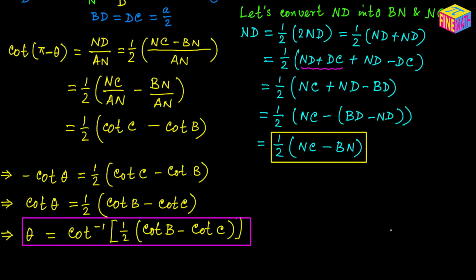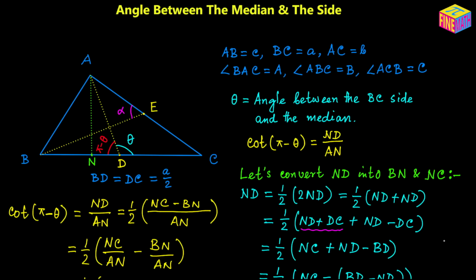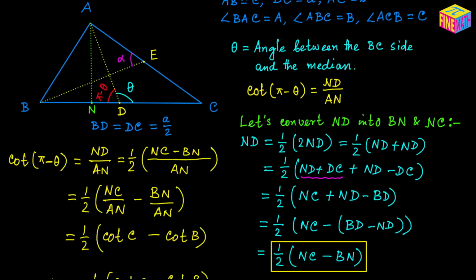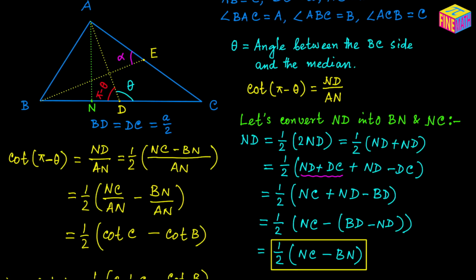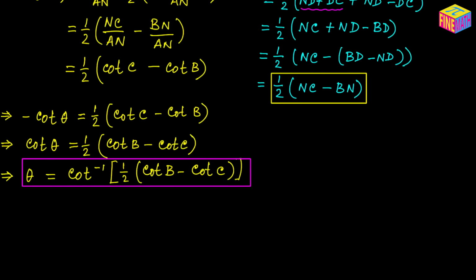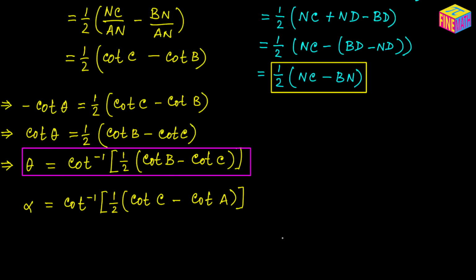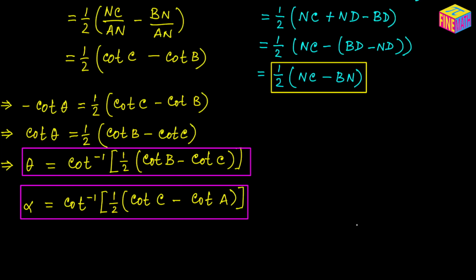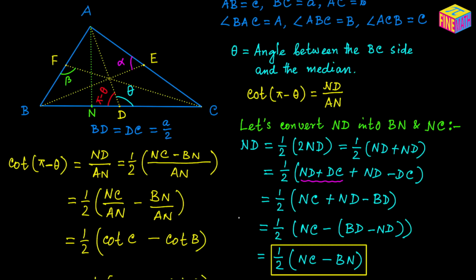If we know the size of angle B and angle C, then we can easily calculate the value of theta. Similarly, if we draw a median from B onto the AC side, let's suppose that median is BE, which makes an angle alpha with the AC side, to find the value of alpha it will be the exact same formula. In this case we will be dealing with the angles A and C. So alpha can be written as cotangent inverse of half of cotangent of C minus cotangent of A. And similarly, if we draw a median from the vertex C onto the side AB, and that median is CF, which makes an angle beta with the side AB, then the value of beta will be like this.